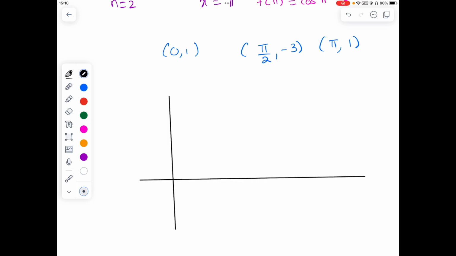So this is (0, 0, 1). Then next one is (pi upon 6, 0). That was a root. The next one was a turning point, (pi by 4, pi by 2), and negative 3 was one of the roots. And the next one was 5 pi by 6. (5 pi upon 6, 0) was one of the roots. And finally, (pi, 1) was another turning point.